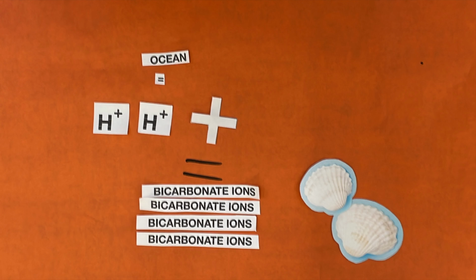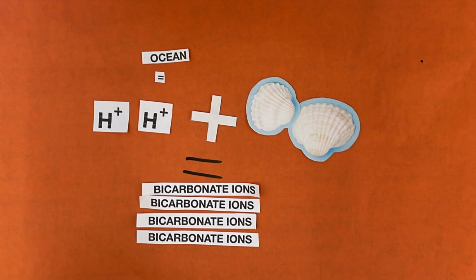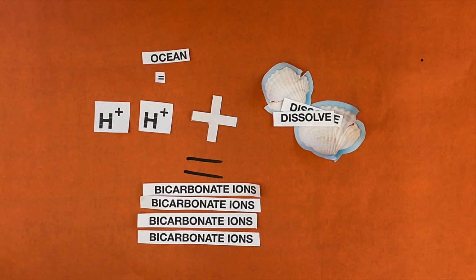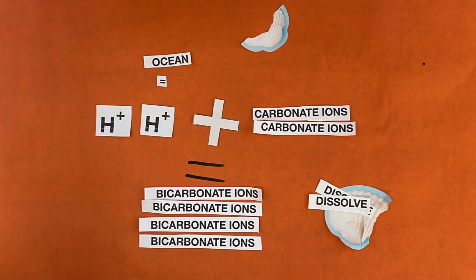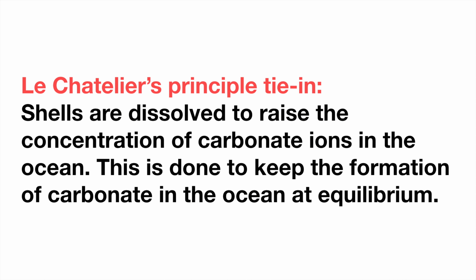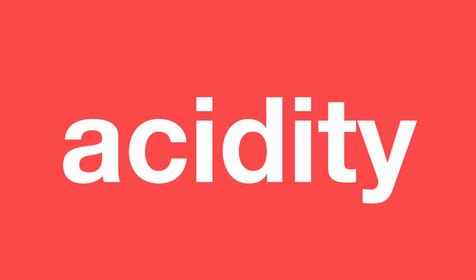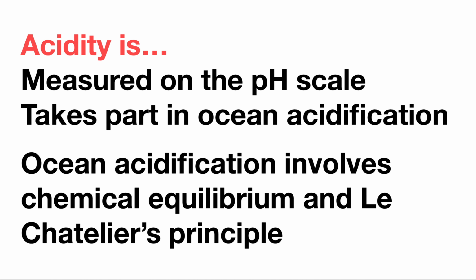Then shells and coral, which are made of calcium carbonate, dissolve to replace the carbonate ions that were lost in the acidification process. Now this part of the process ties into Le Chatelier's principle. Shells are dissolved to raise the concentration of carbonate ions in the ocean. This is done to keep the formation of carbonate in the ocean at equilibrium, which is exactly what the principle talks about. Acidity is a chemical property relevant to all life. It's measured on the pH scale, takes part in ocean acidification, which also involves chemical equilibrium and Le Chatelier's principle.